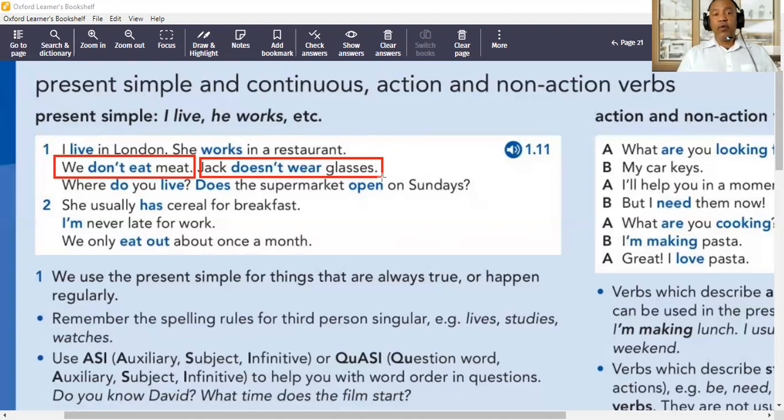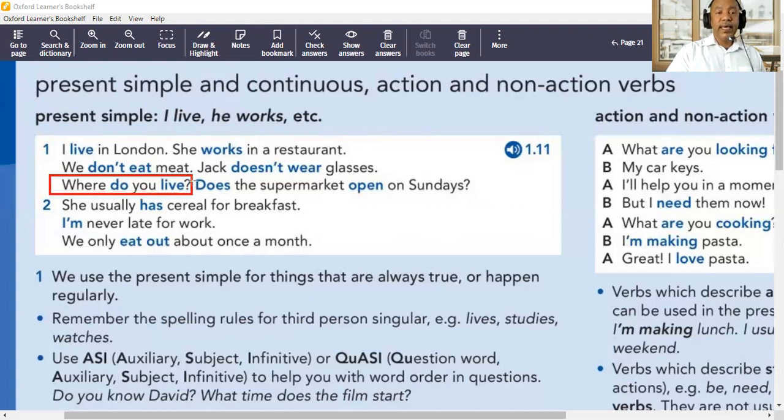Jack doesn't wear glasses. This is a fact, okay? But when I say doesn't, then I say wear. It's not as in the affirmative, where I say Jack wears glasses. Now I use doesn't, so I come back, I get the verb in its original form. Very well. So this is the negative with the present simple.